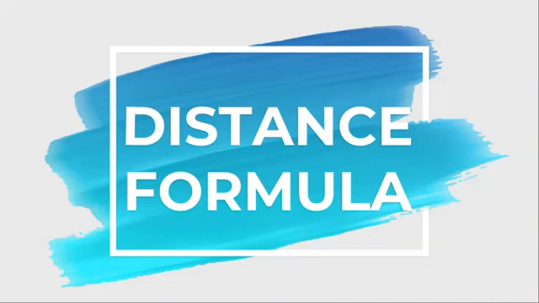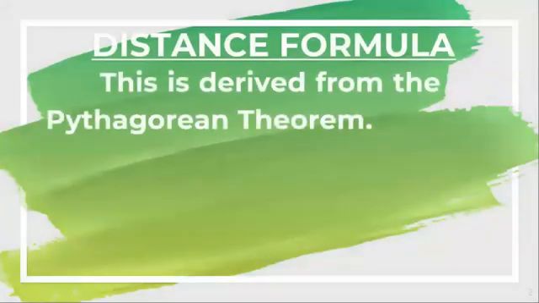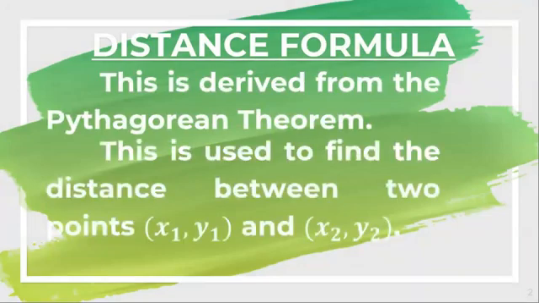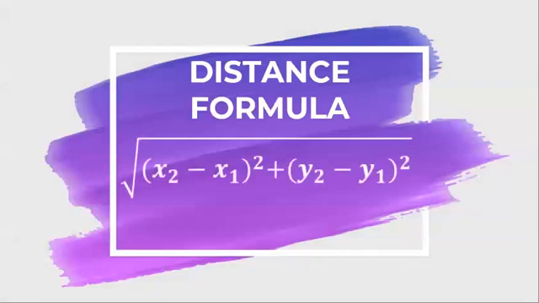We'll now be discussing our fifth lesson, which is all about the distance formula. The distance formula is derived from the Pythagorean theorem, and this is used to find the distance between 2 points, (x sub 1, y sub 1) and (x sub 2, y sub 2). Our distance formula is the square root of the quantity x sub 2 minus x sub 1 squared plus the quantity of y sub 2 minus y sub 1 squared.